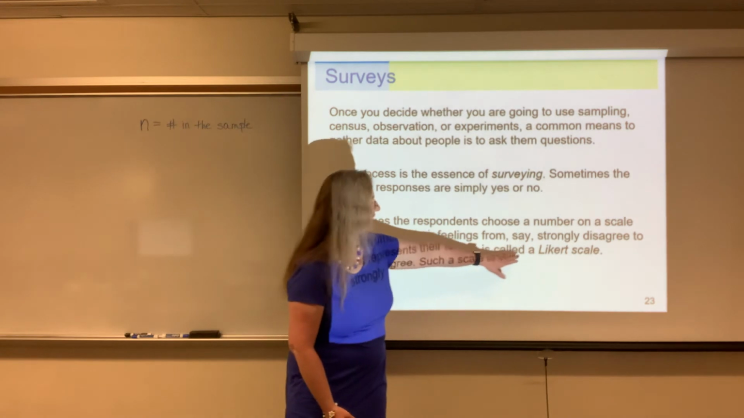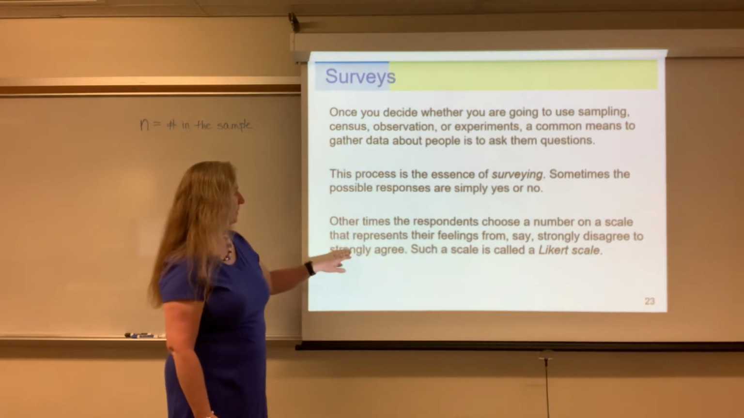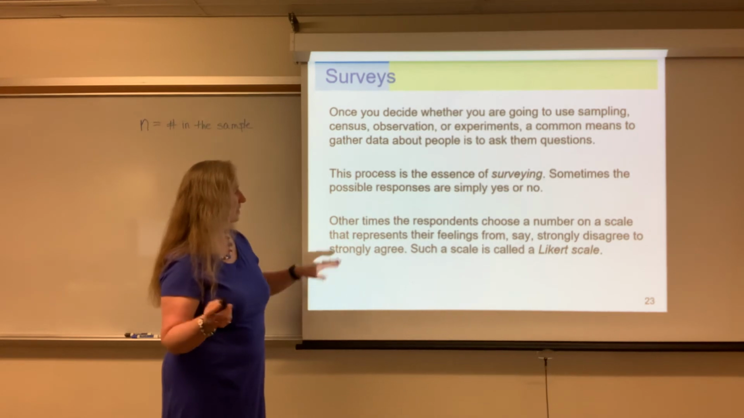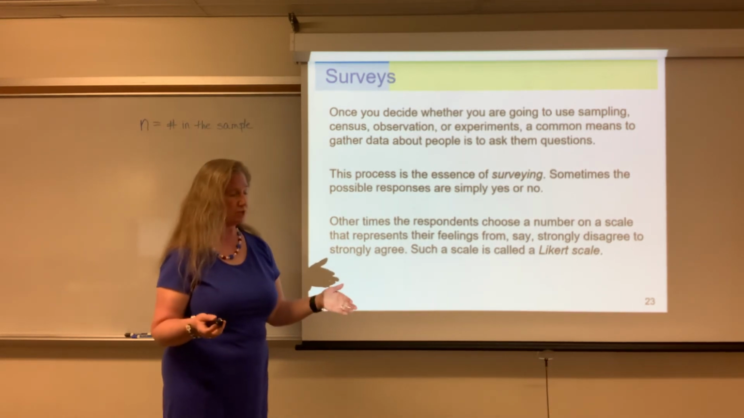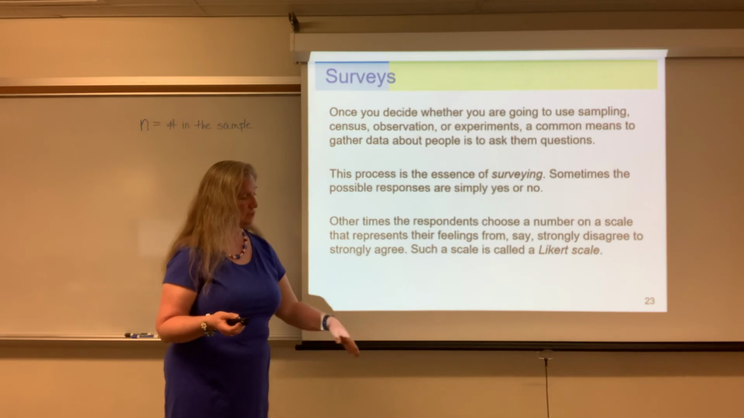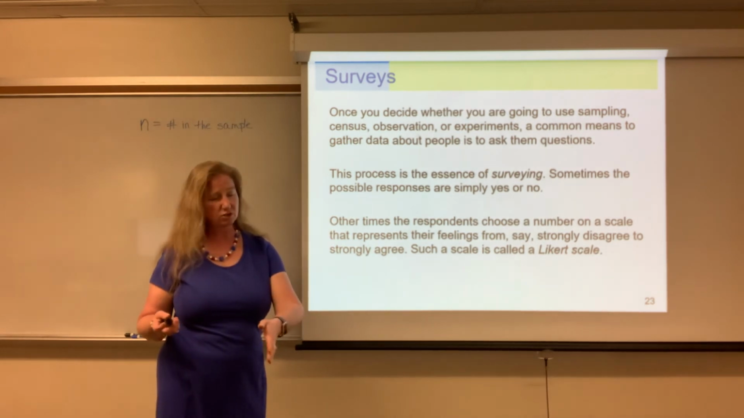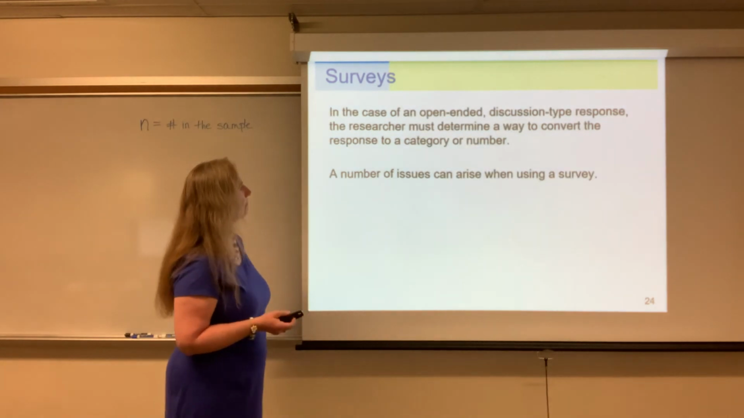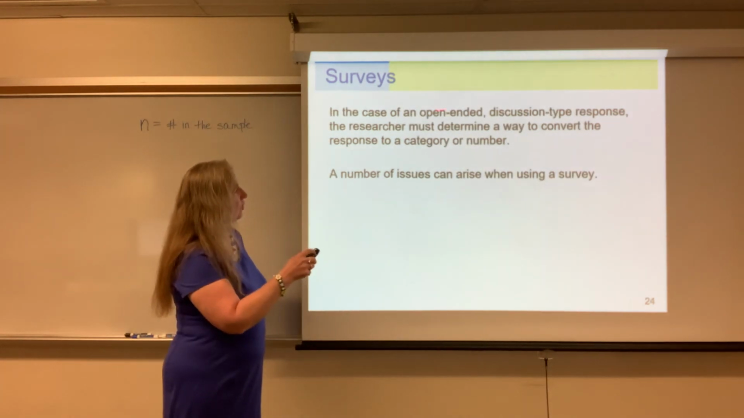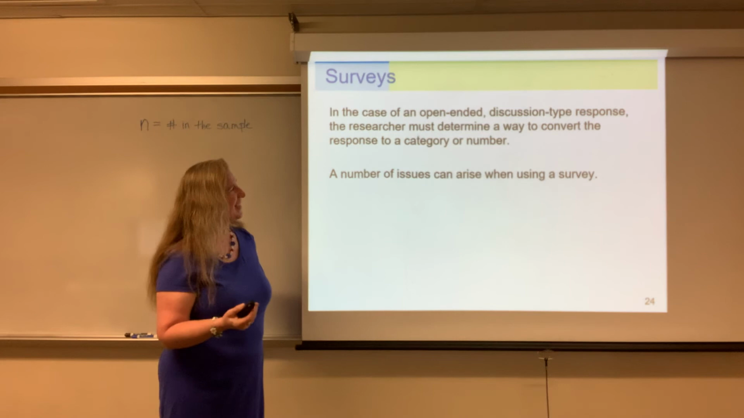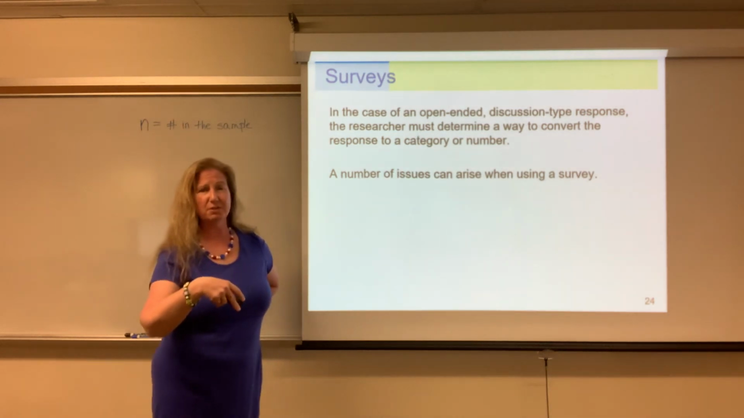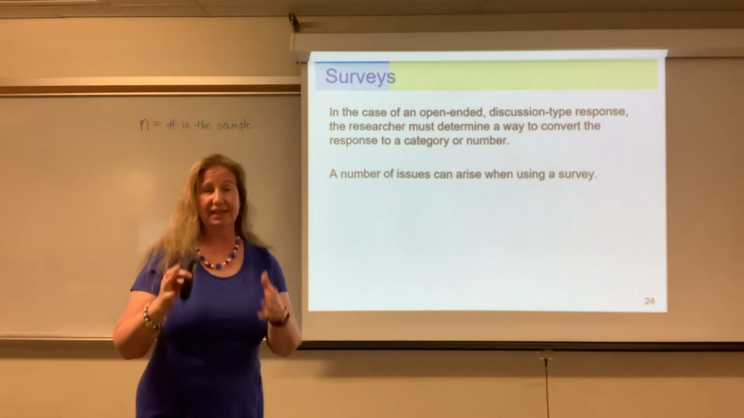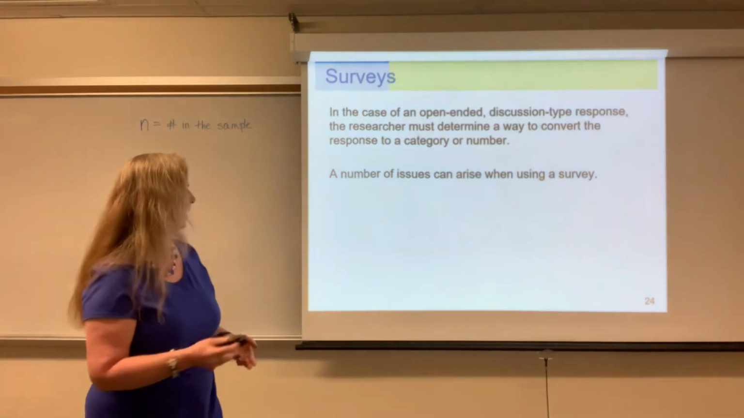There's something called the Likert scale. So maybe it's something like, they put numbers, and you have numbers that correspond to strongly disagree, neutral, agree, strongly agree. Okay, that's the Likert scale. Sometimes we have open-ended discussion type responses. It's really hard to take those and turn them into results. Like how do I summarize that?